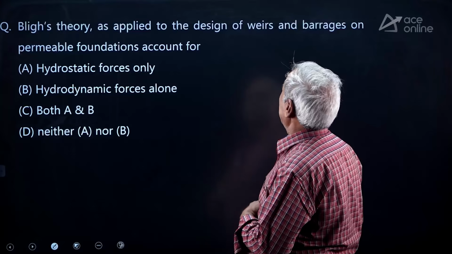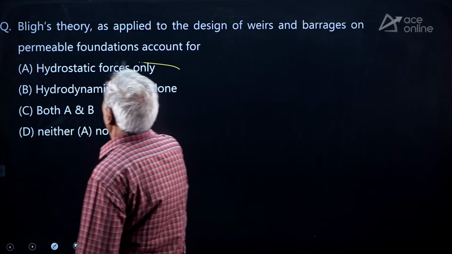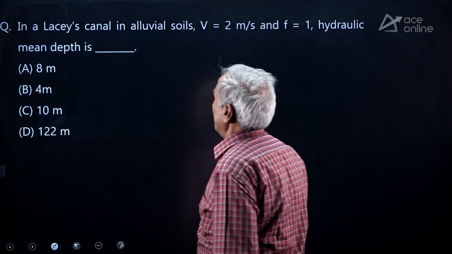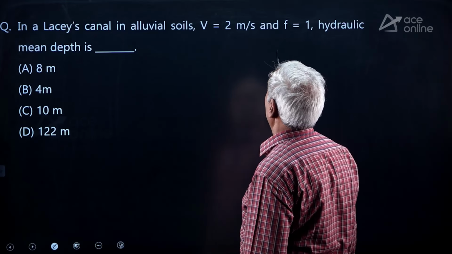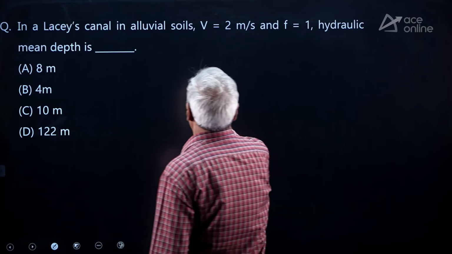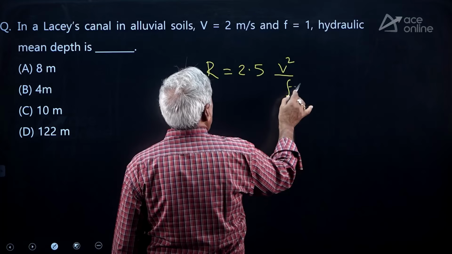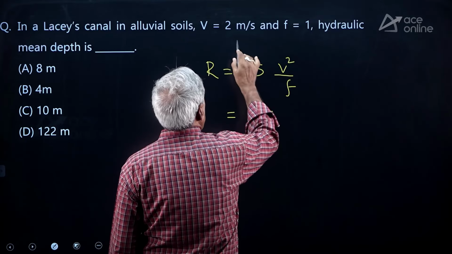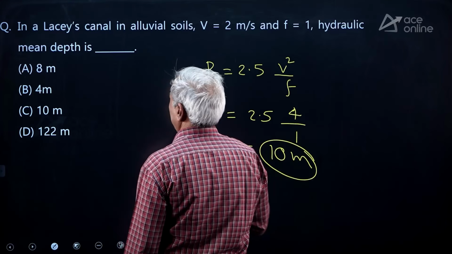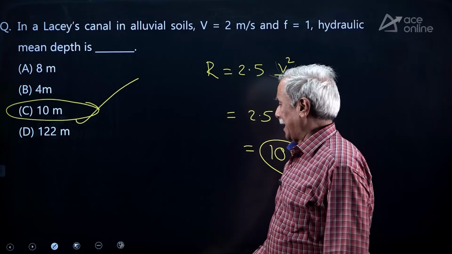Bligh's theory as applied to the design of weirs and barrages on permeable foundations will account for only hydrostatic forces. In a Lacey's canal, in alluvial soils, velocity 2 meters per second, F value 1, hydraulic mean depth formula, R is equal to 2.5 V square divided by F. 2.5 into 2 square by 1. Answer for the problem is 10 meters is the right option for the question. Option C is the right option.